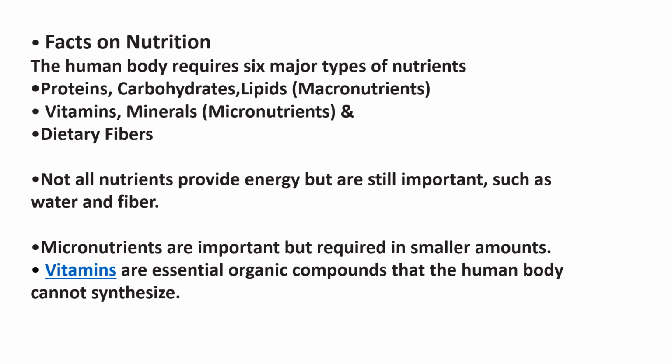Besides that, we need vitamins and minerals, which are called micronutrients because they are required in small amounts, either in milligrams per deciliter or in micromoles per liter. And we also need dietary fiber. So these are the six major components which the body requires, or which are the components of the balanced diet: three macromolecules, two micronutrients, vitamins and minerals, and dietary fibers.